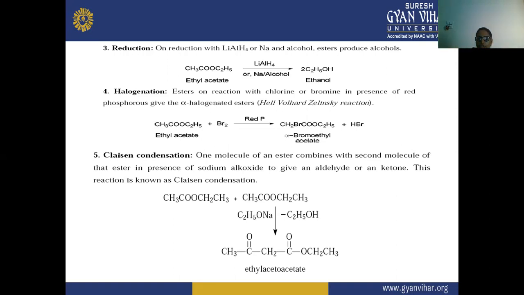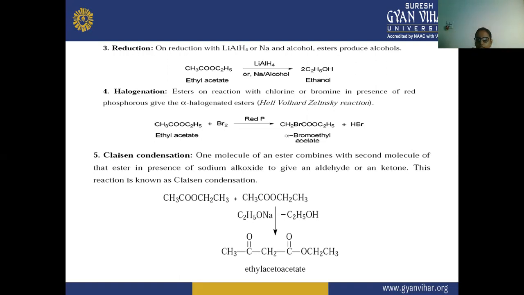And next is your Claisen condensation. In the Claisen condensation, one hydrogen of an ester combines with a second molecule of the ester in the presence of sodium alkoxide, and here it gives an aldehyde or a ketone. This reaction is known as Claisen condensation.